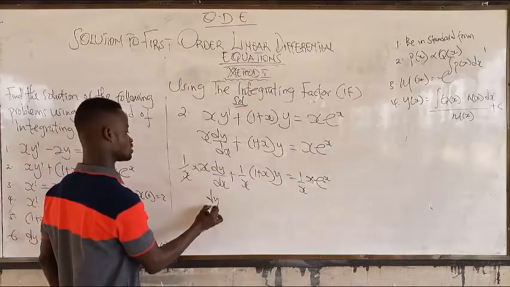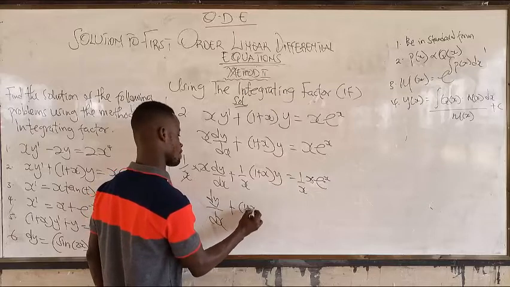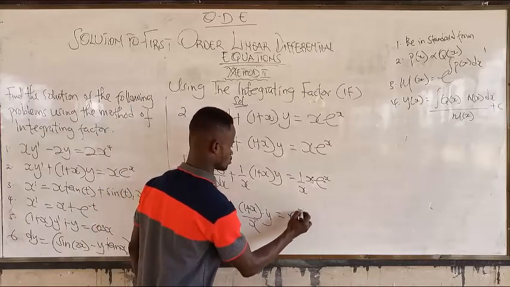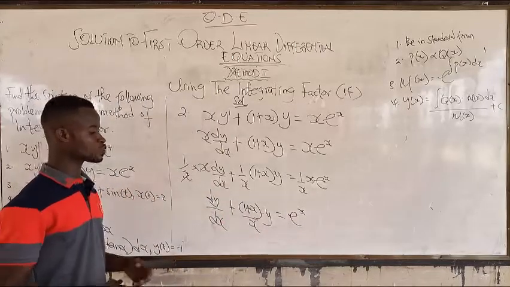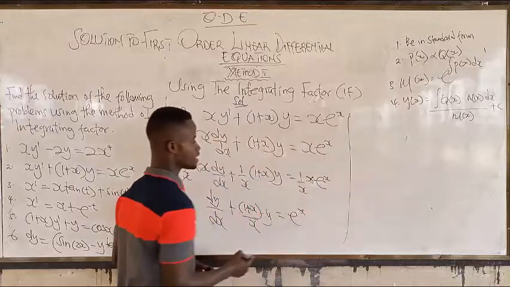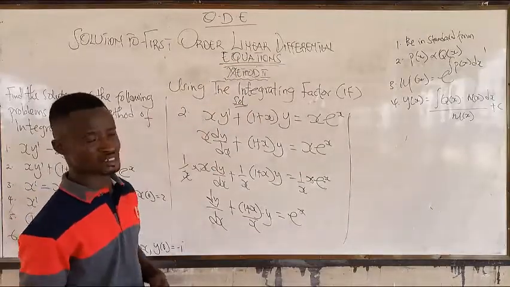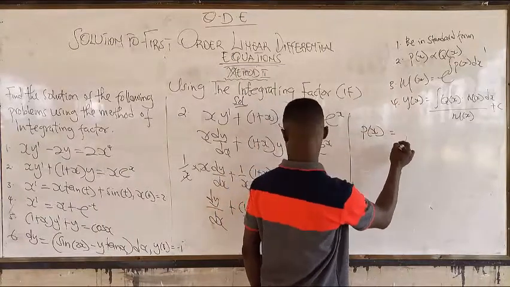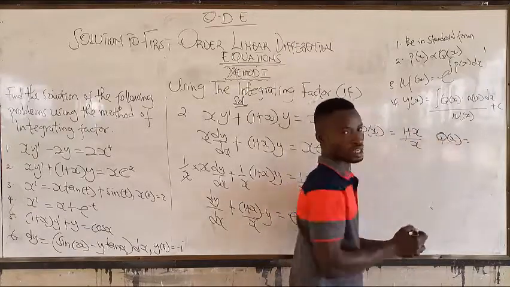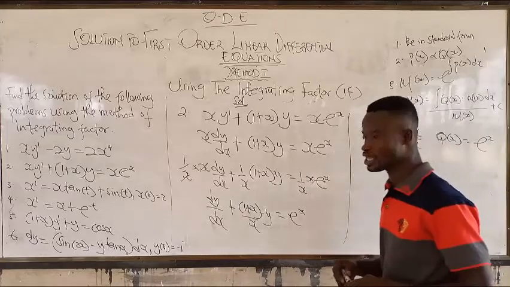This cancels this, we get dy/dx plus... Alright. So having this, we can see that we are in the standard form. So the next step is to identify P of X and Q of X. Here you can see clearly that our P of X is (1 plus X) over X, and our Q of X is going to be e raised to the power X. Alright. So that is that for that.